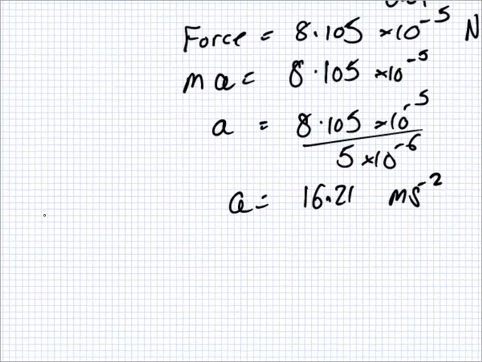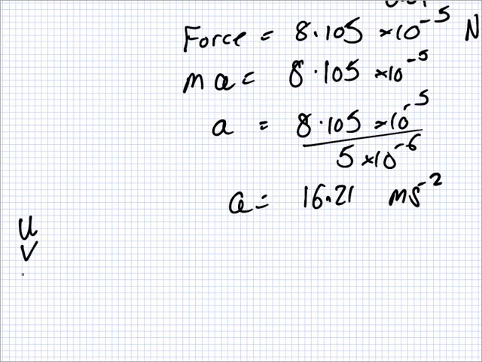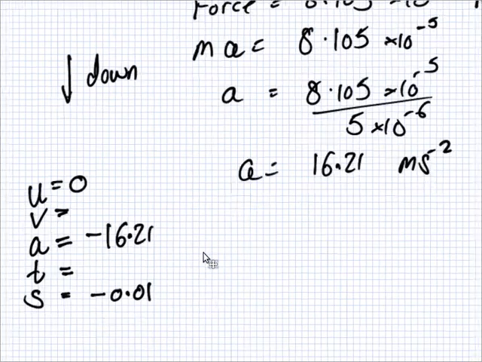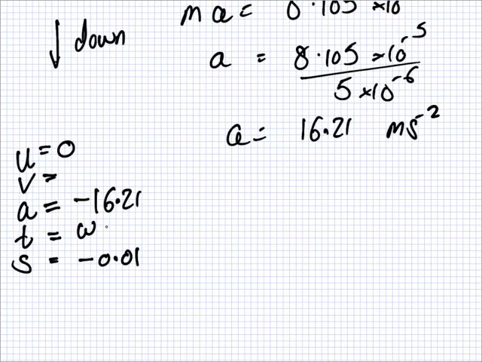The time. So we have U, V, A, T, S. The U, zero. The V, don't know. A, 16. Yeah, I suppose I should say minus 16.21 if it's going down. Yeah, it's going down. The T, don't know, and the S, minus 0.01. And I want the T, this is what I want.